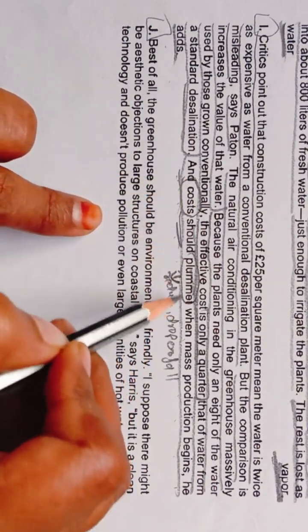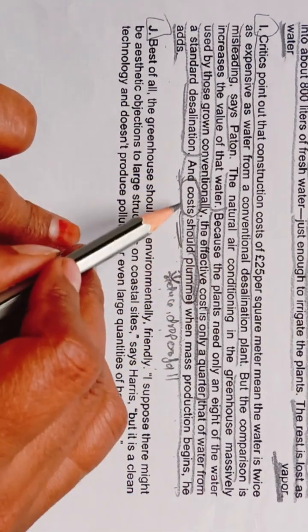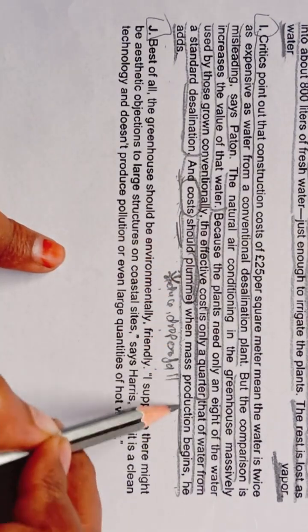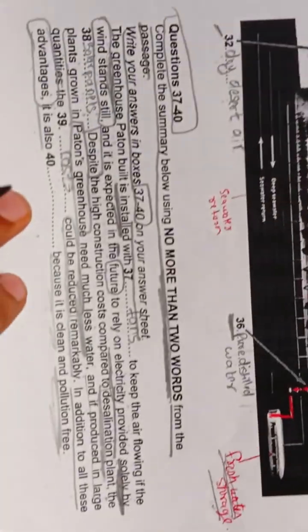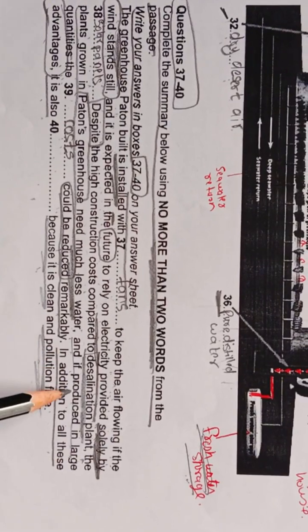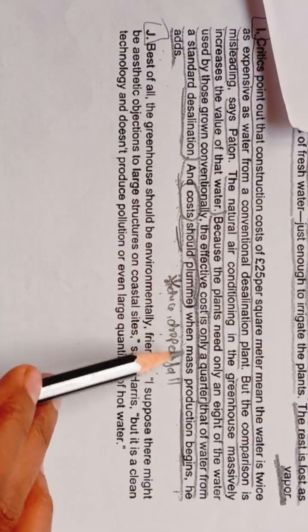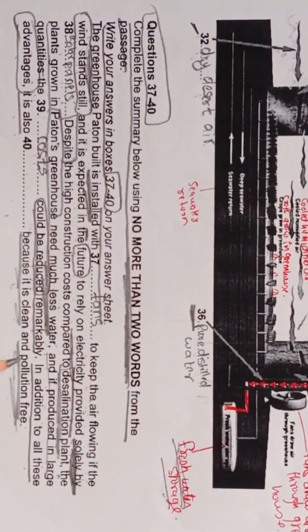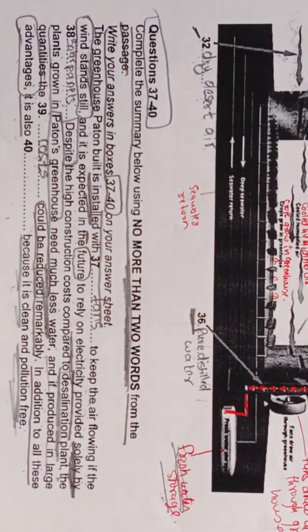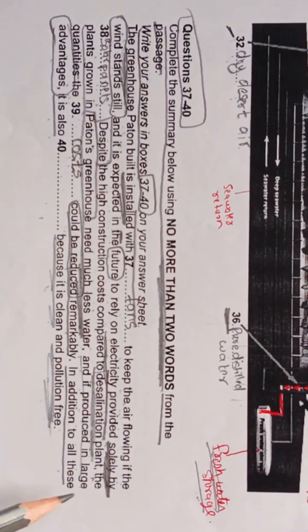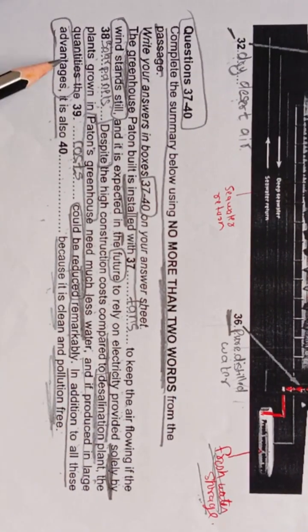And cost should plummet. Plummet means reduce, drop or fall. And cost would plummet when mass production begins, he adds. And the same thing they are asking here. Okay. And if produced in large quantities means in a huge mass. The same thing in when mass production begins, he adds. This is the same thing. Large quantities is same as mass production. So what they are saying, and if produced in the large quantities, the cost would be reduced remarkably. Okay. I hope you have understood this.